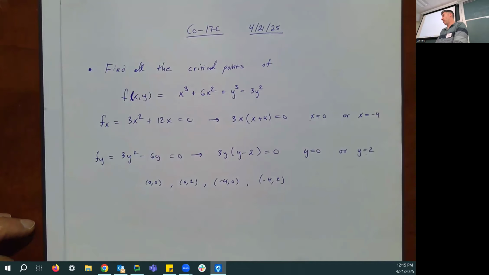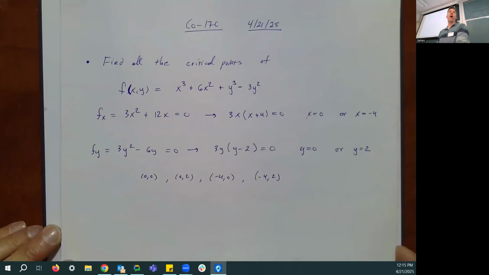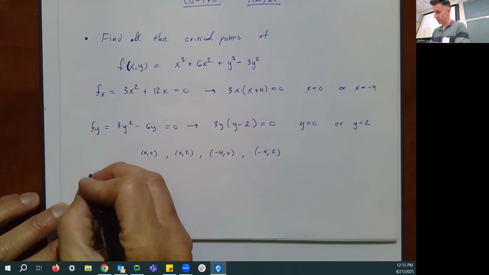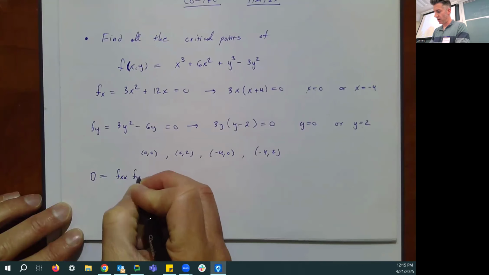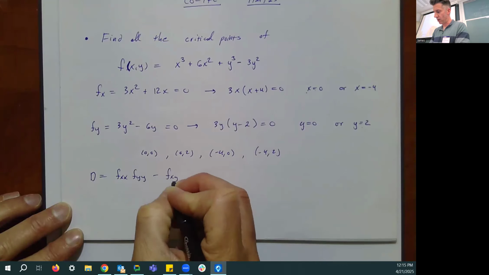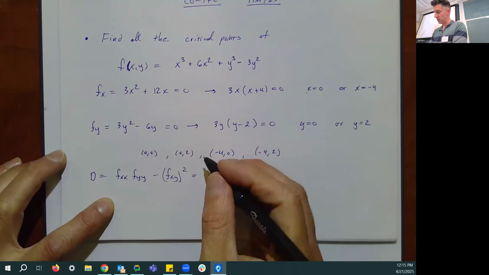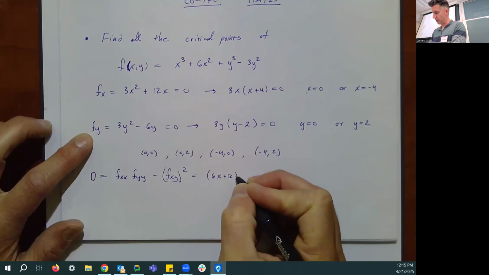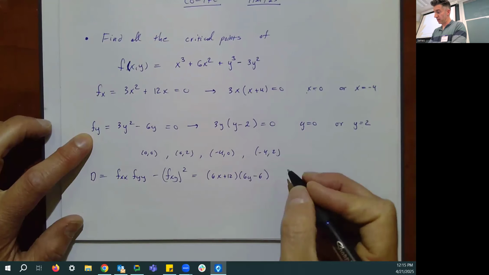That's kind of all there is to say. I suppose we could do the work of classifying them since that's something we're often asked to do. So let's go ahead and classify them as well. So let's find our capital D, which is fxx times fyy minus fxy squared, which in this case is going to be, let's see, fxx is going to be 6x plus 12. Fyy is going to be 6y minus 6. And fxy is going to be 0.